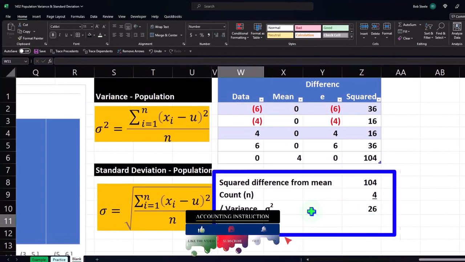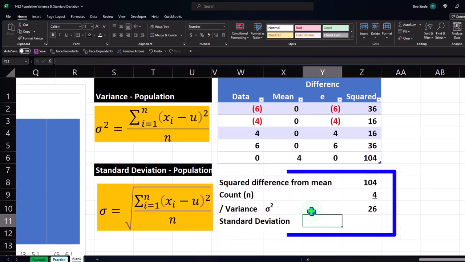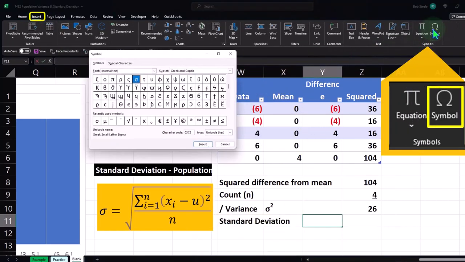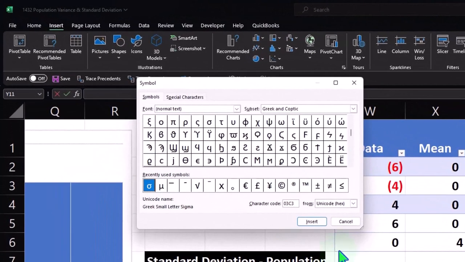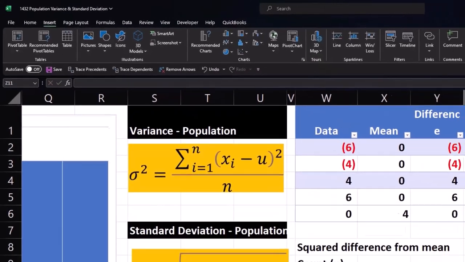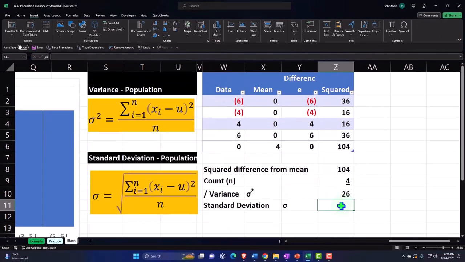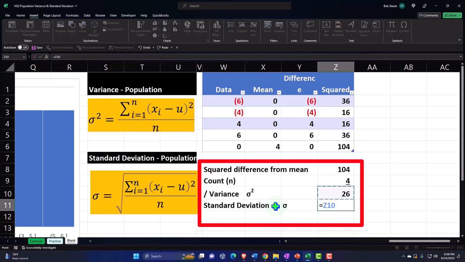And then we're going to get the standard deviation, which is represented by just a sigma. So if I go into the insert symbols and enter a sigma, insert. And so then we do that by taking the square root. Actually, you got to do a formula with that. So it's going to be the square root function, which equals SQRT, square root of the 26 gets us to 5.